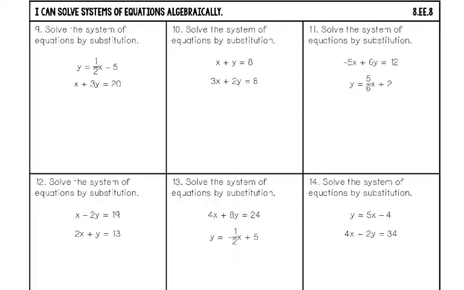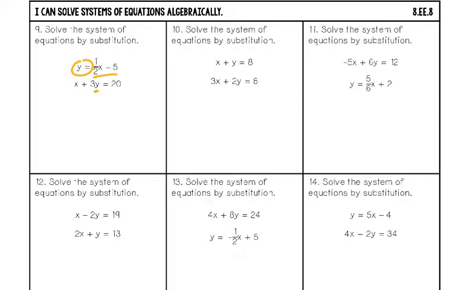Now, if you still have a graphing calculator that will graph this, even though it's in standard form, you can still graph these to find your solution. However, I am going to go through these by substitution and algebraically because that's what this section tells me I should be able to do. So on number 9, it says solve the systems by substitution. That means since I know what y equals, I can put in what y is here, 1/2 x minus 5, in for the y in the second equation.